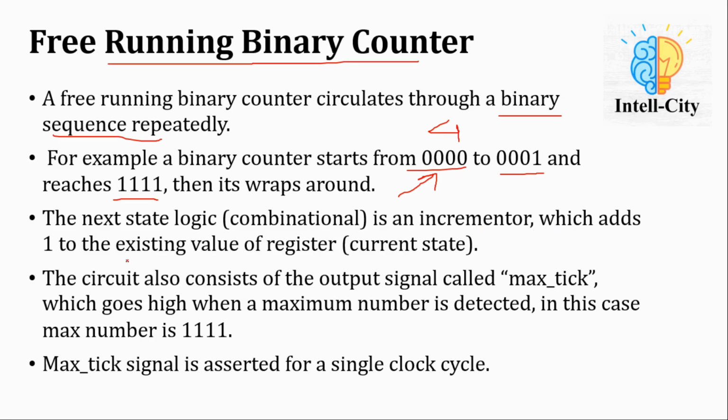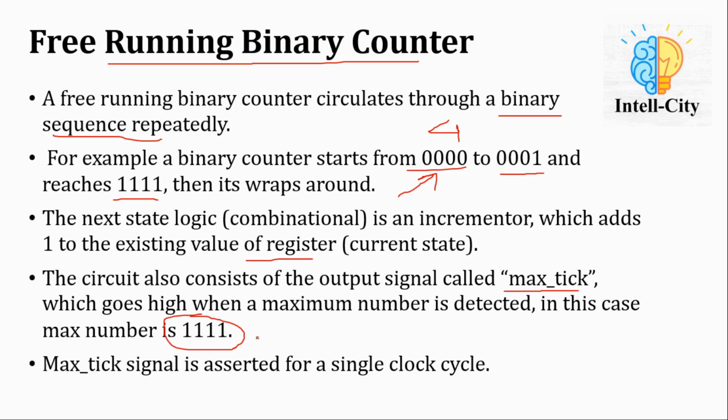It adds 1 to the existing value of the register. This circuit also has an output signal called max tick, and this max tick is only high when the maximum number in the counting is detected. The maximum number which can appear in this sequence is 1111, which is 15 in decimal.